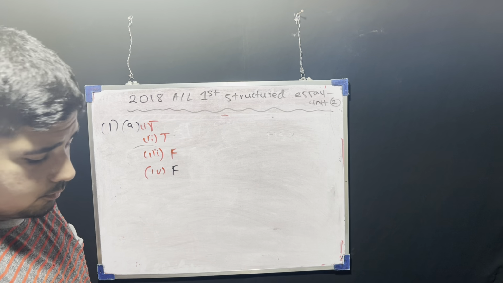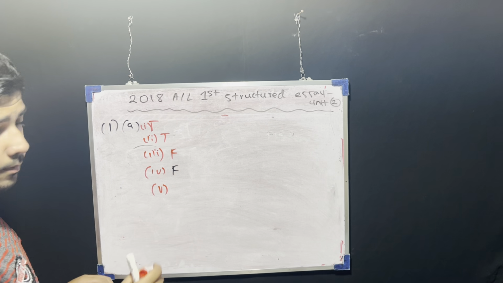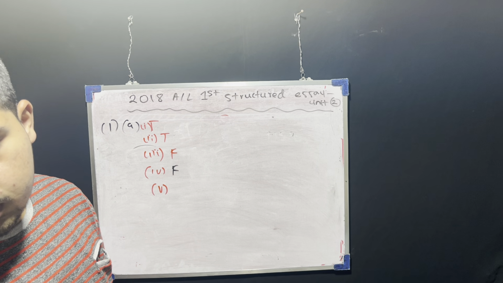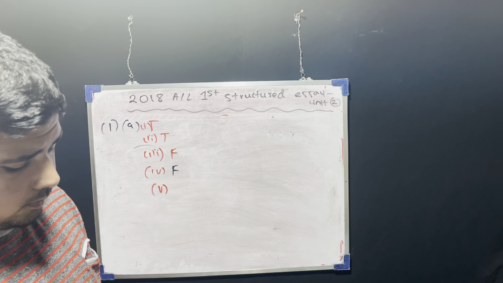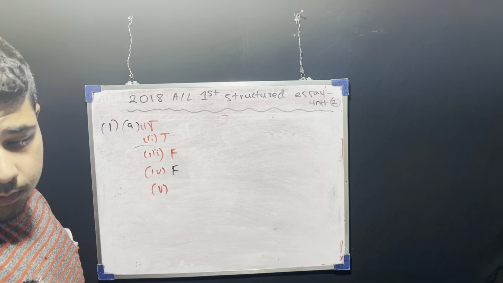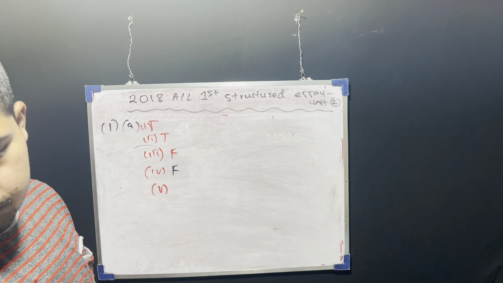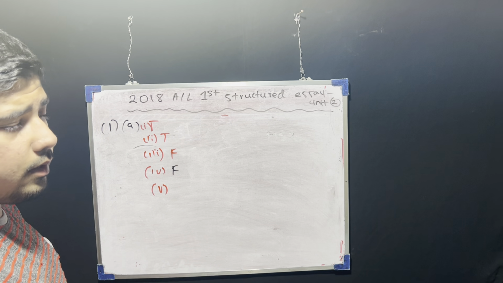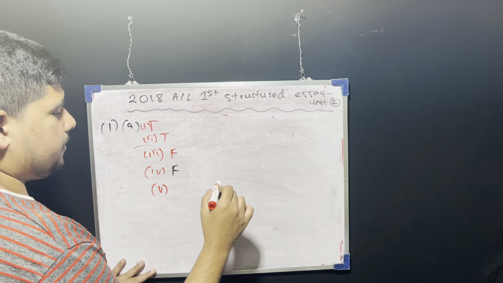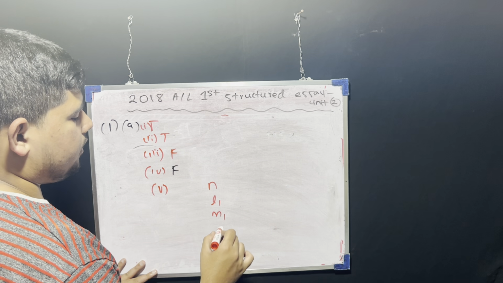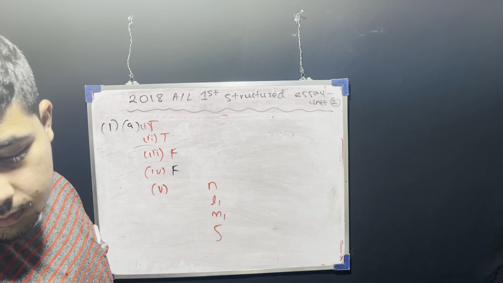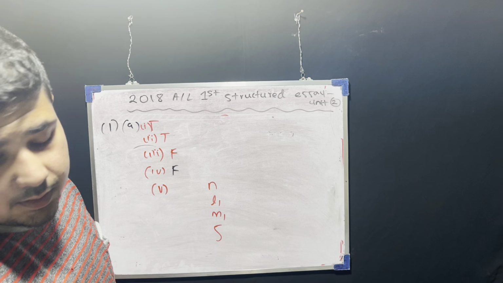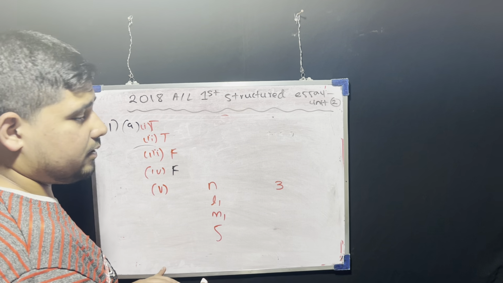Now, Roman number 5. All 3D atomic orbitals of an atom are represented by quantum numbers n, l, m1. Principal quantum number, spin quantum number, azimuthal quantum number, and this one, n, l, m, s. Now here they have said the principal energy level is 3.